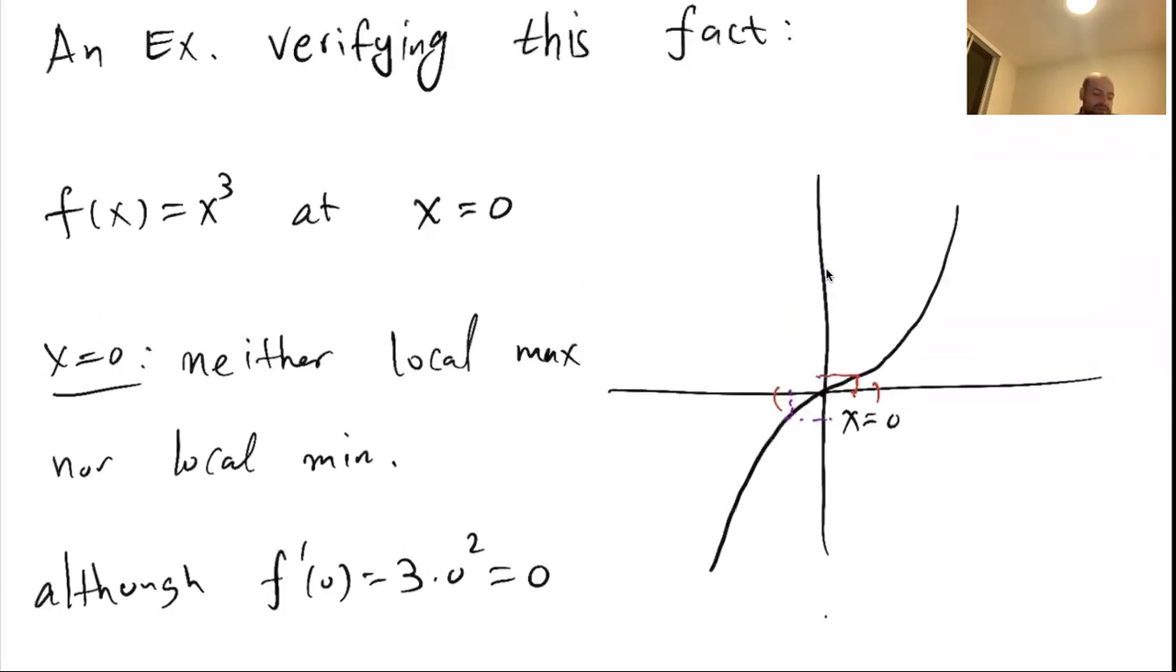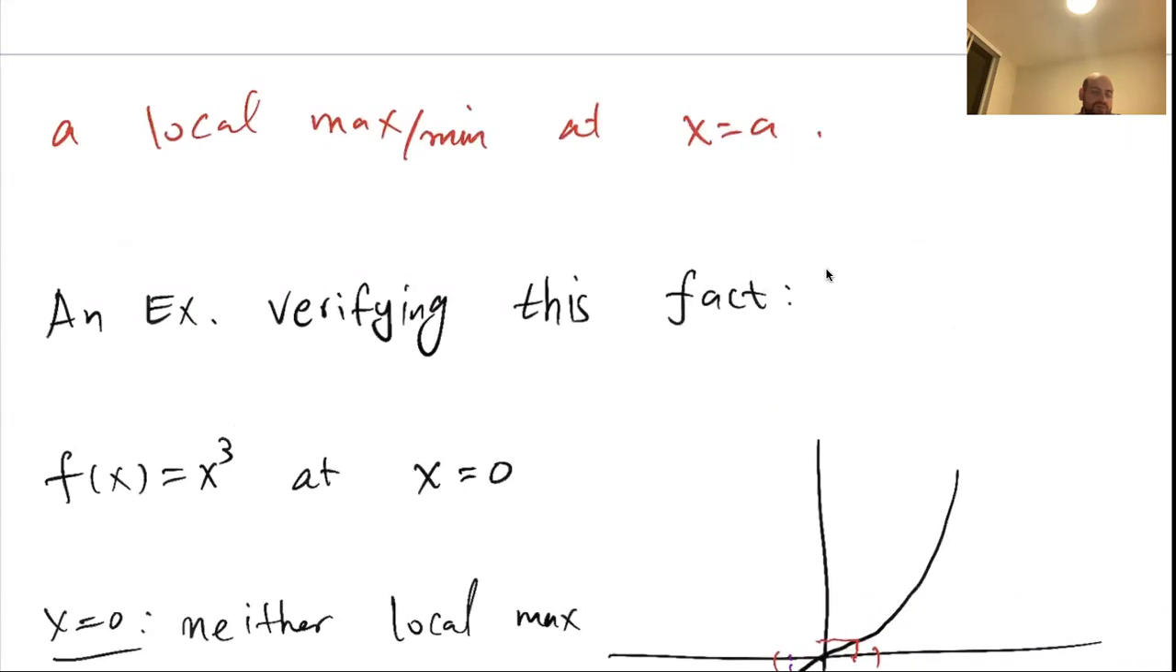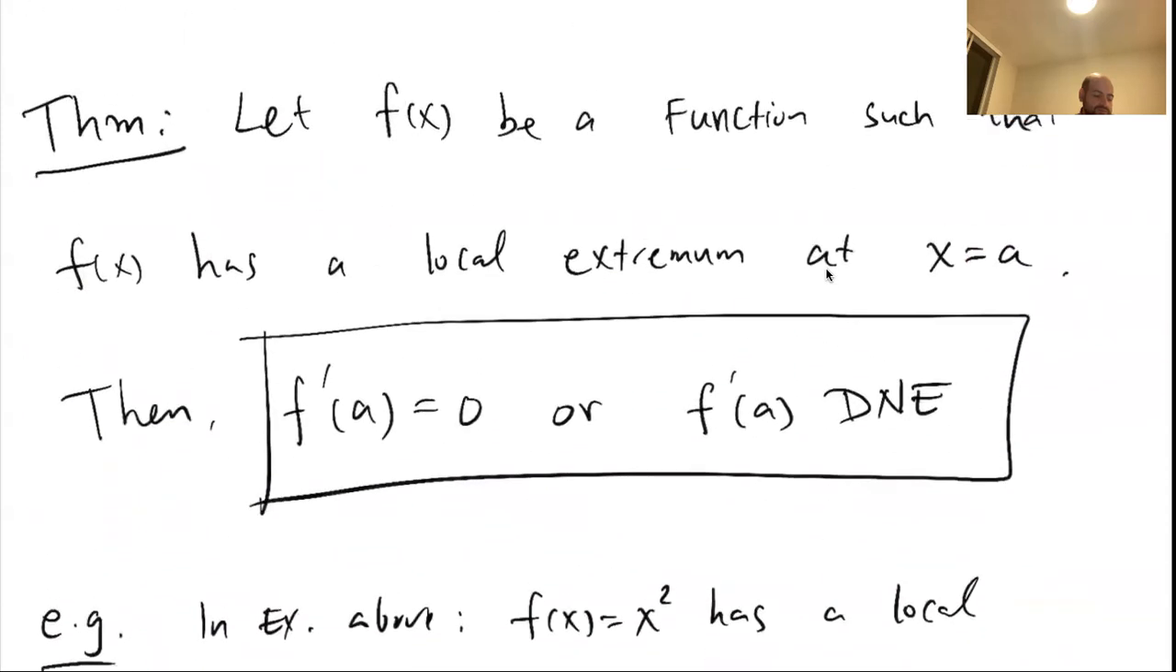So if from f prime of a equals 0 we cannot conclude that the function must have a local max or min, then how is that theorem helpful? Because it would have been nice if from this we could conclude f has a local max or min at that point a, then everything would have been very straightforward and easy. But that's not the case. So how can we apply this theorem in practice?